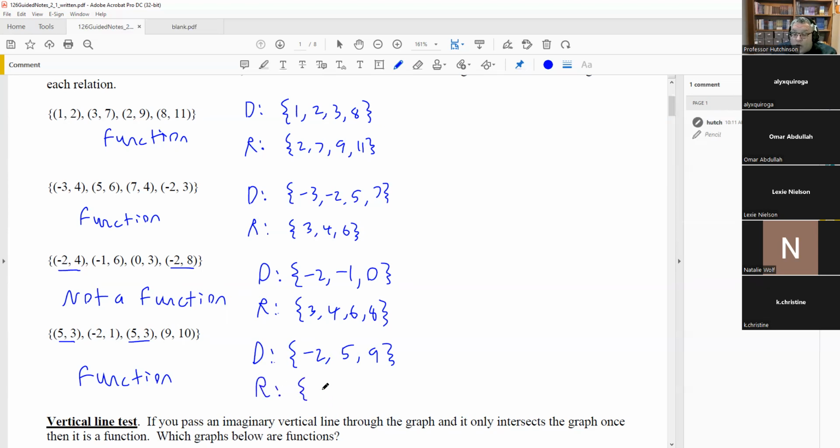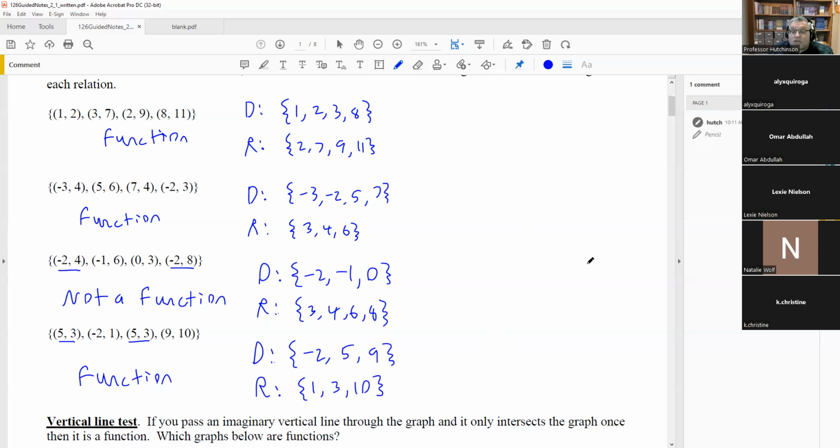For the range, it's the y values. I have a 1, I have a 3, and I have a 10. If it gets repeated, I only write it once. So just 1, 3, and 10, those are the y values, and that's going to be your range.